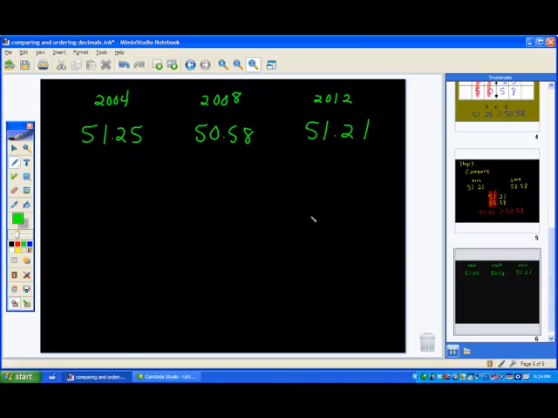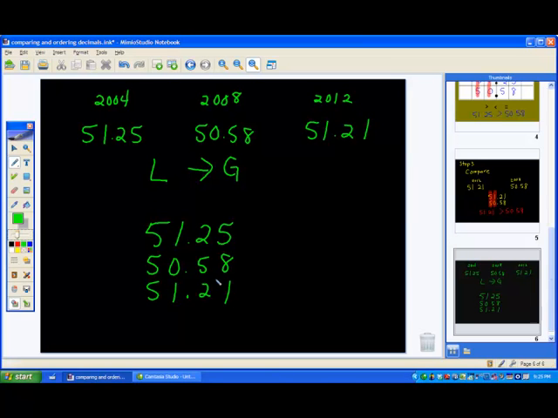Now, ordering them. Let's put them in order from least time to greatest time. And remember, in races, the least time would be the winning time, the better times, the ones you could win off of. So same thing, same steps. We're going to line up our decimals, but now we have 3 to line up. So we're going to do 51 and 25 hundredths, 50 and 58 hundredths, 51 and 21 hundredths. Same steps that we just had with the other ones.